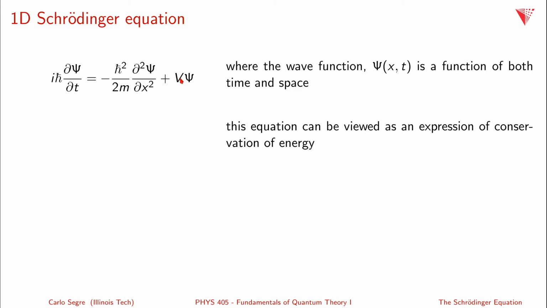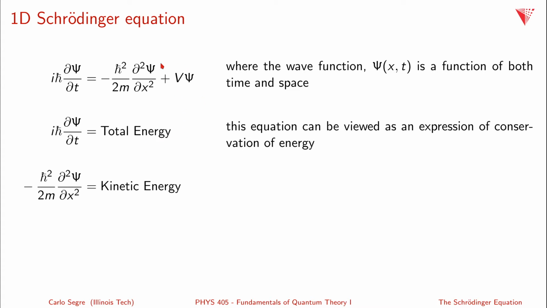We can look at this equation as an expression of conservation of energy. If we look at the individual terms, on the left side, i h bar partial of psi with respect to time is the total energy. On the right side, we have the first term, which is a kinetic energy, and we'll see further on exactly why this is: minus h bar squared over 2m, partial squared of psi with respect to x squared is the kinetic energy. And the final term is the potential energy. So V psi is equal to the potential energy.